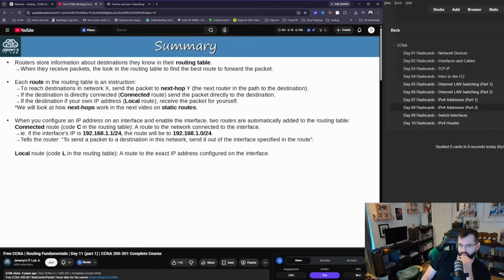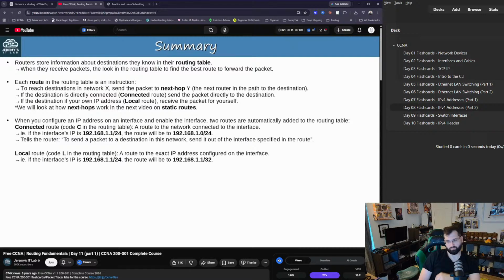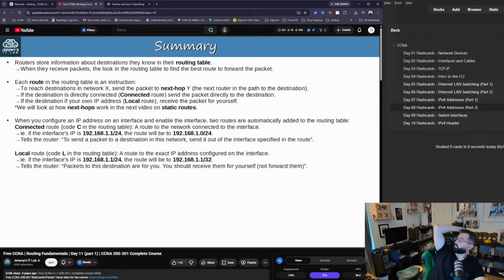Then, the other kind of route is a local route, indicated by code L in the routing table. It's a route to the exact IP address configured on the interface. So, if the interface's IP is 192.168.1.1/24, the route will be to 192.168.1.1/32. A /32 net mask is used to specify just the one IP address. This tells the router, packets to this destination are for you, and you should receive them for yourself, not forward them.